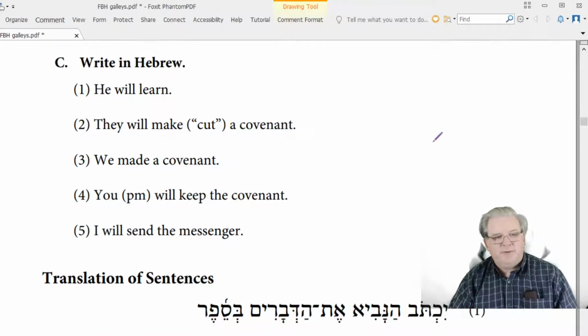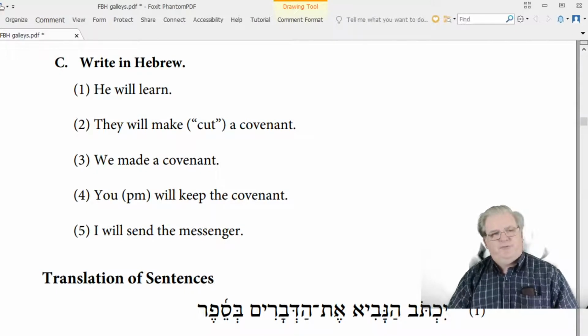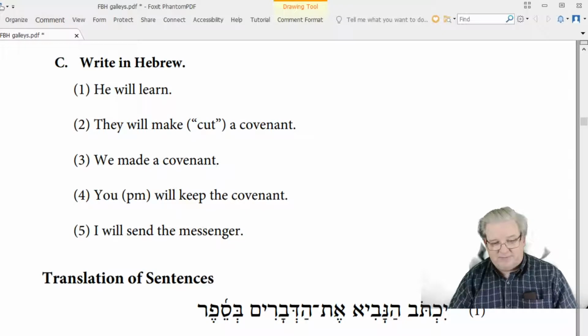Now, here's where we really make our money. We are going to write in Hebrew. This separates the wheat from the chaff, the true Hebrew student from someone who's just doing it for a little fun, because no one does Hebrew for fun. It is not possible. And let's just ignore that, and I'm going to switch over to the screen.